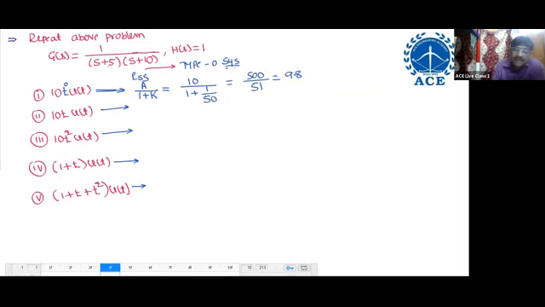Next, if the type is lesser than the input, then the error will become infinity. Type is lesser than input, then it will become infinity. Completed? Next question. Repeat the above problem.